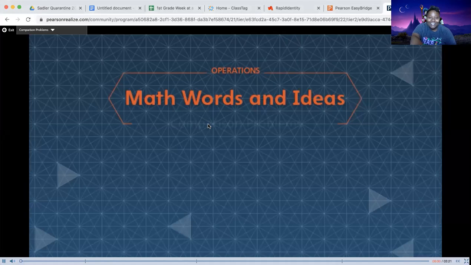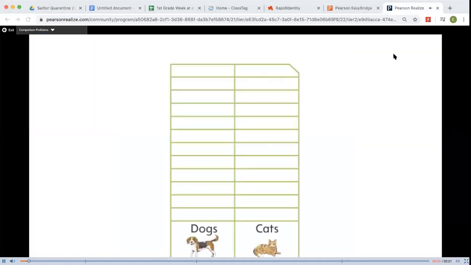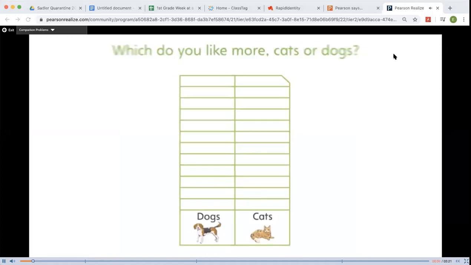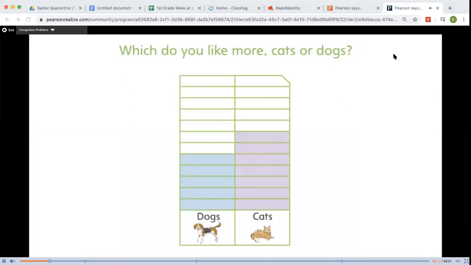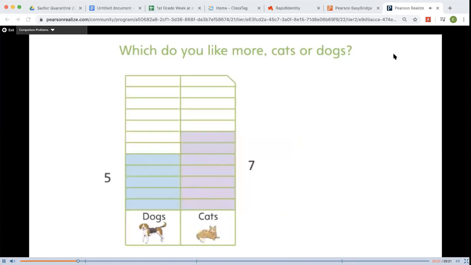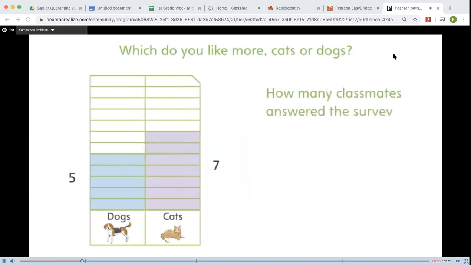All right? Comparison problems. I surveyed my classmates to find out which they liked better, cats or dogs. I showed my results in a chart. 1, 2, 3, 4, 5. 5 classmates liked dogs. 1, 2, 3, 4, 5, 6, 7. 7 classmates liked cats. How many classmates answered my survey?